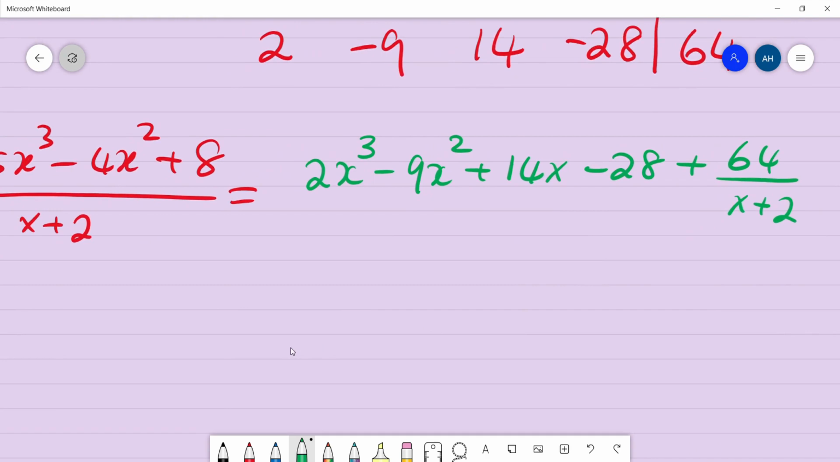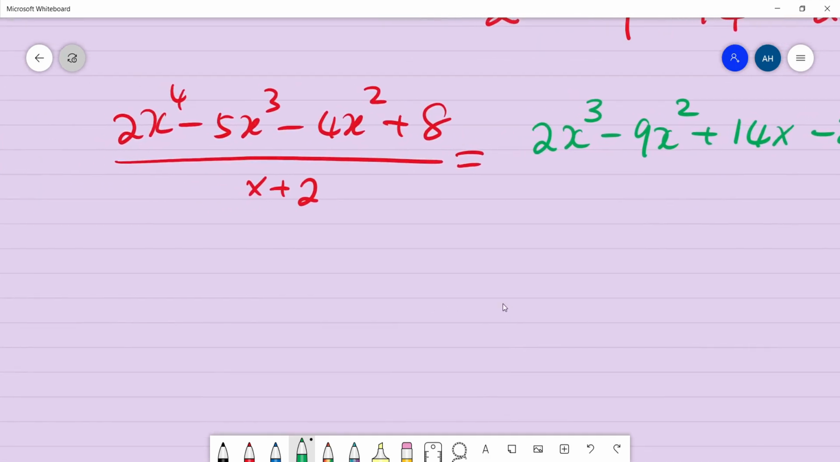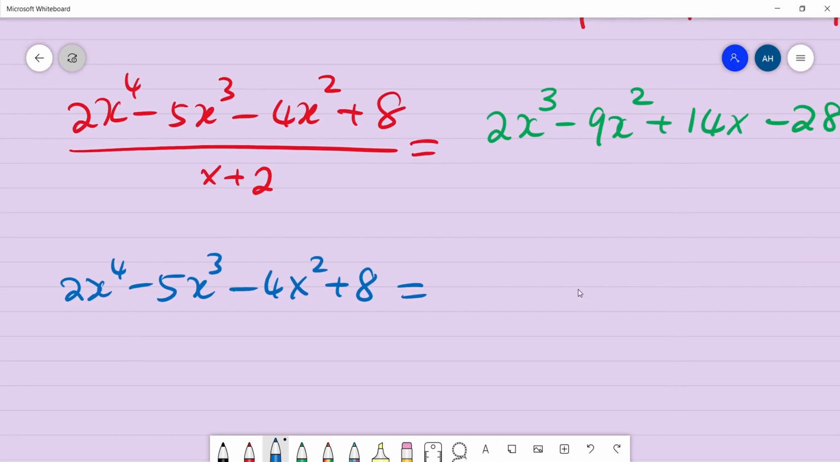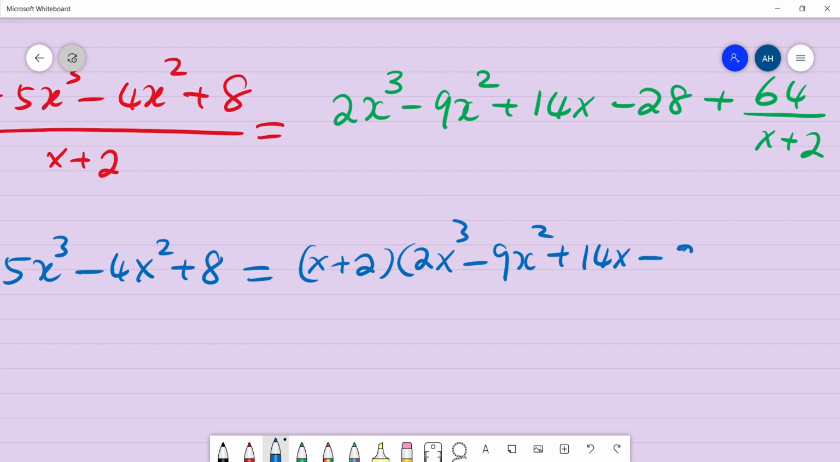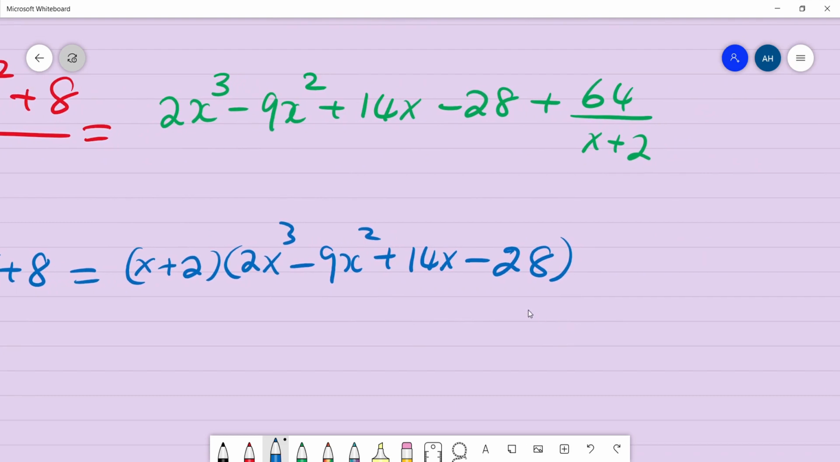Now in terms of the division algorithm, if we multiply by x plus 2, on the left hand side we have only the numerator, that is 2x to the power 4 minus 5x cubed minus 4x squared plus 8, equal to x plus 2 on the right hand side, multiplied by 2x cubed minus 9x squared plus 14x minus 28, plus the remainder, that is 64.